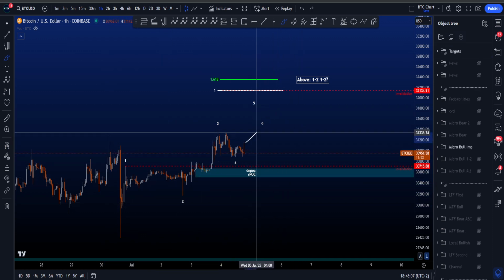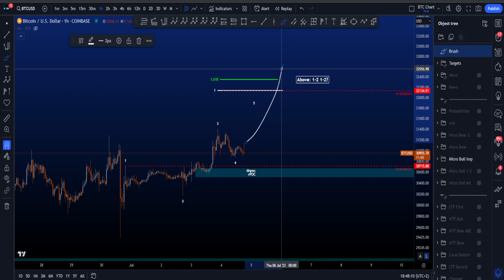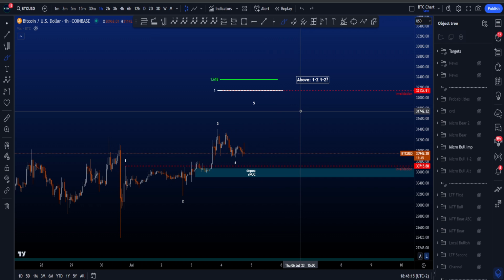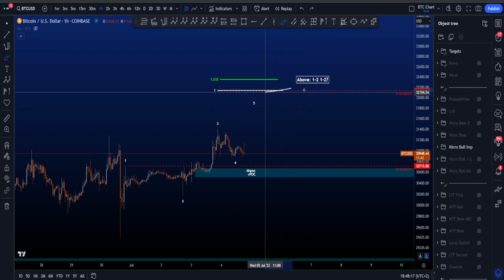Now, if price would move towards the upside impulsively, then a potential 1-2-1-2 scenario gains more weight and gets higher probabilities. But of course, we first have to get here, right?